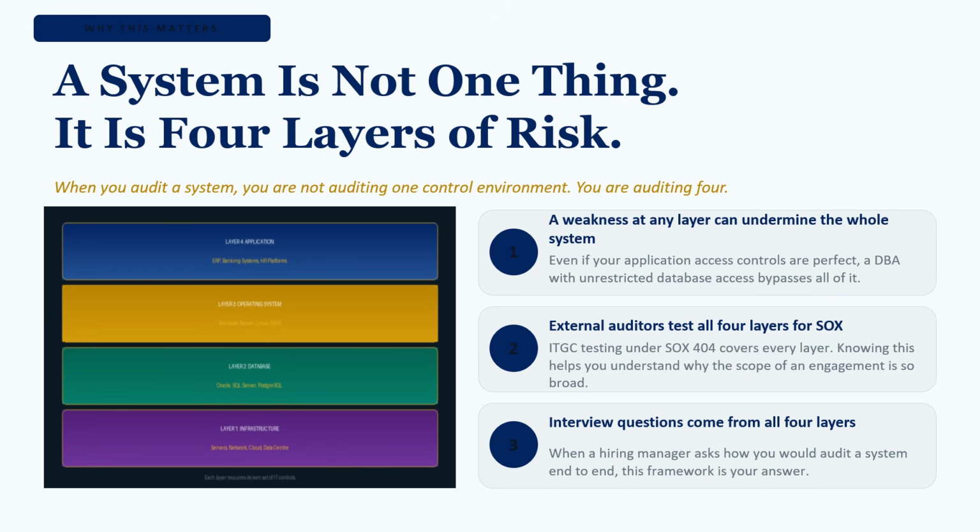Every one of these layers is very important because a weakness at any of them can actually undermine the whole control testing you have done. Okay, if your application access control, for example, is perfect, however a database administrator has unrestricted access to edit queries and all that, then that control would definitely fail.